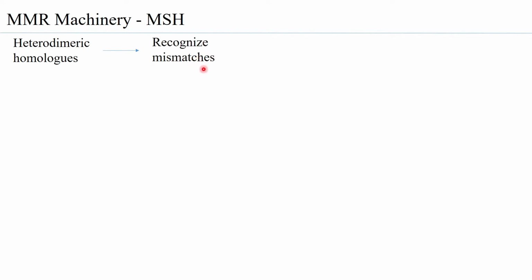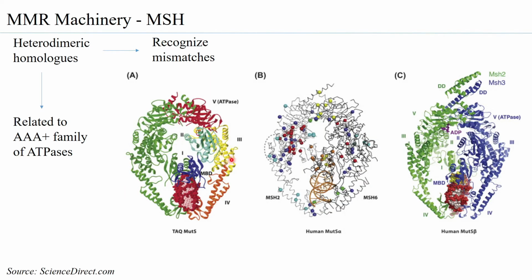It recognizes the mismatches and it is related to the AAA plus family of ATPases, just like the MutS of the prokaryotic system being associated or related to the ABC family. So when you look at the structure and compare it with the prokaryotic MutS, you will find that there are two MSH complexes present, whether you look at Saccharomyces cerevisiae or at humans. This over here is humans. So you have two basic MutS homologs.